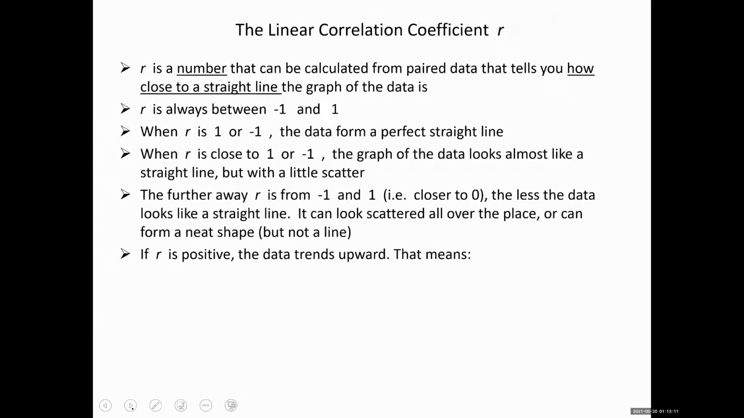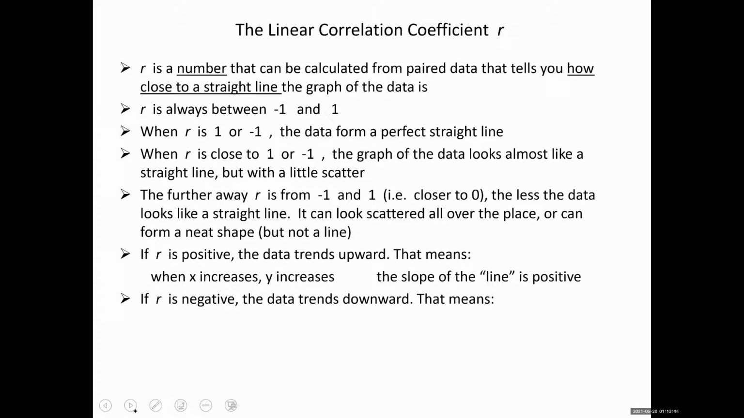Here it says if R is positive, the data trends upward. What that means is when one quantity increases, so does the other one. So if X increases, so does Y. That also means the slope of the line is positive. If you don't know what the slope of a line is, don't worry about it. But if you do know, then if the slope of the line is positive, it means the data is going upward. So if R is positive, so is the slope, but R and the slope are not the same, because slopes of lines can be bigger than 1, but R can't be bigger than 1. If the data goes upward, R is positive, and also the slope of the line is positive.